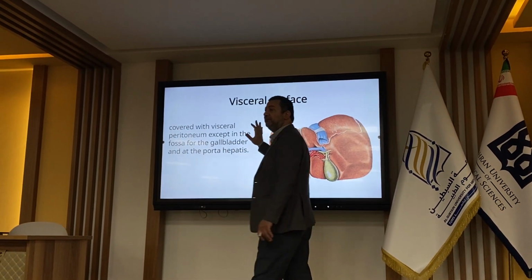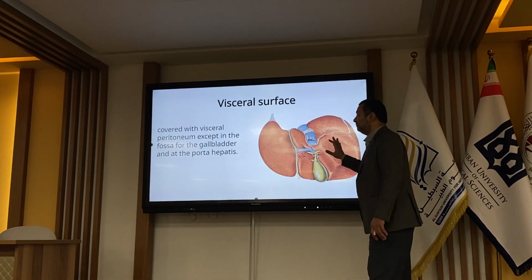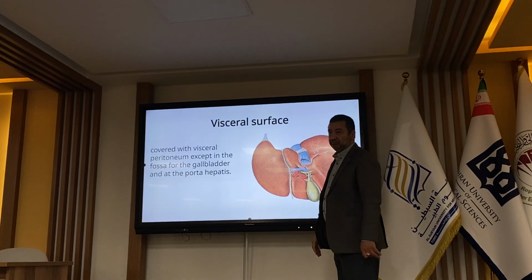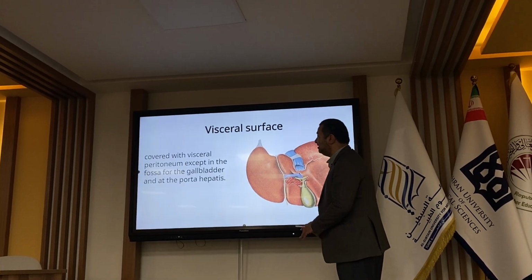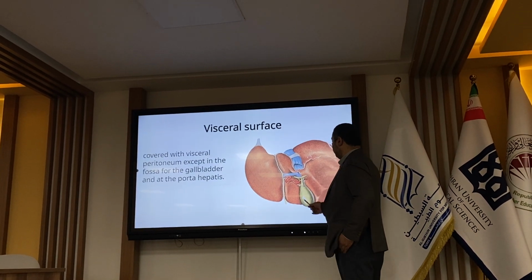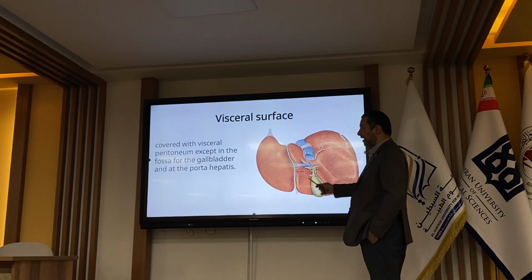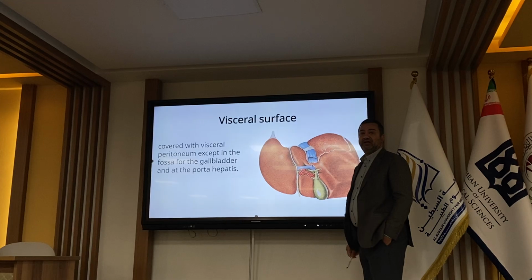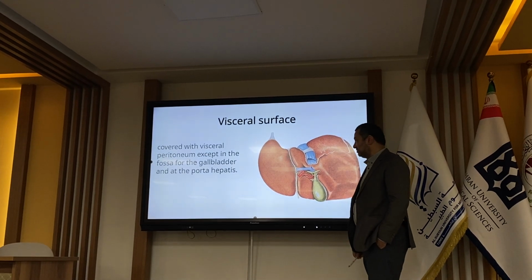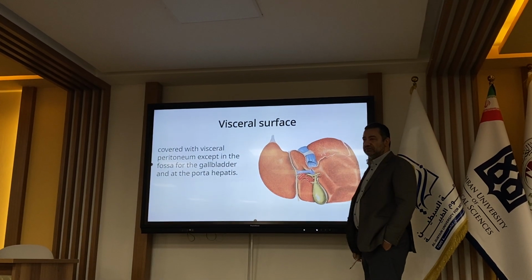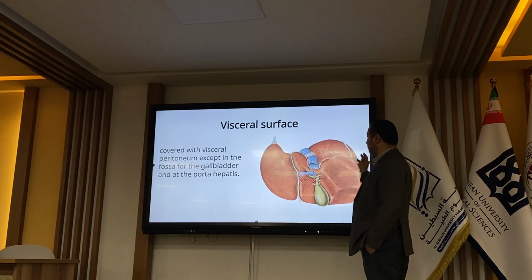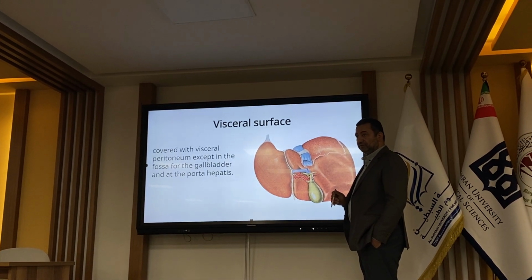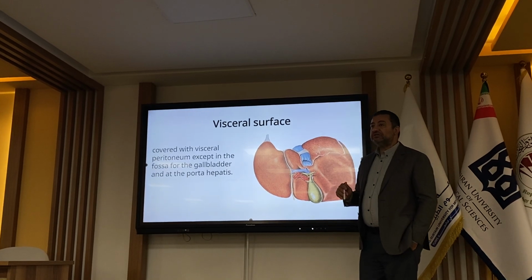The visceral surface, or inferior surface, of the liver is covered with visceral peritoneum, except in the fossa for the gallbladder here, and at the porta hepatis. The hilum of the liver is called the porta hepatis. Here is the porta hepatis. Here is the inferior surface of the liver. Okay? It's covered by the visceral peritoneum.